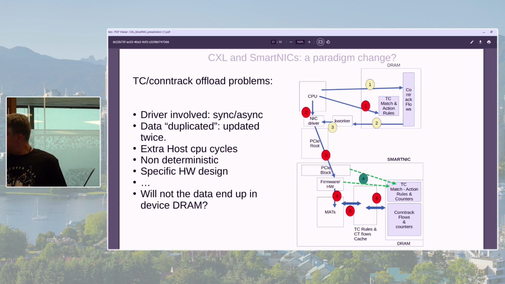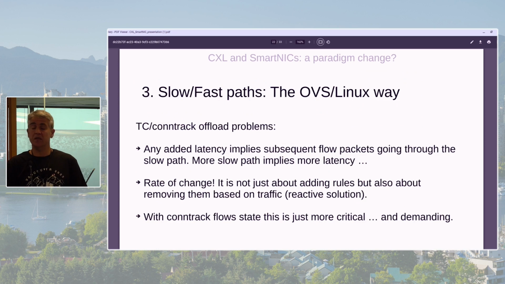And if you do that, you have DRAM here and DRAM there. Okay, can't we use the same DRAM? And here is where CXL comes in. The idea of CXL for the control path comes in.